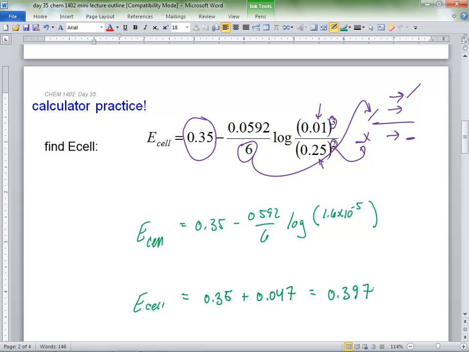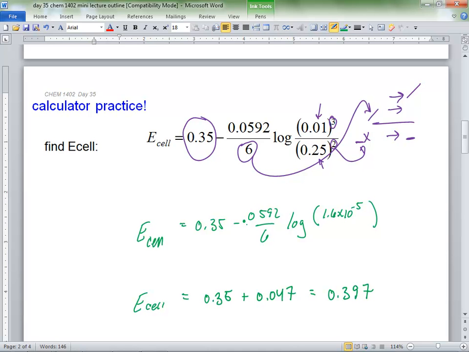Okay. Now see if you can get these intermediate steps here, right? Inside the log, I got 1.6 times 10 to the negative 5. Then you got to push the log button. Times 0.0592. That should be a point, right? Divide it by 6. Hit equals, and you'll get the 0.047. Because the log guy must be negative. So a negative and negative makes a positive.